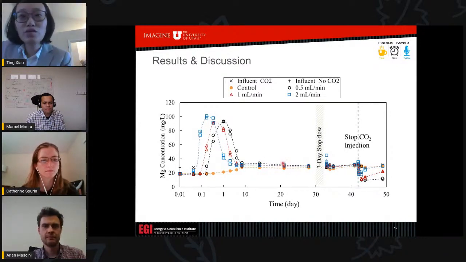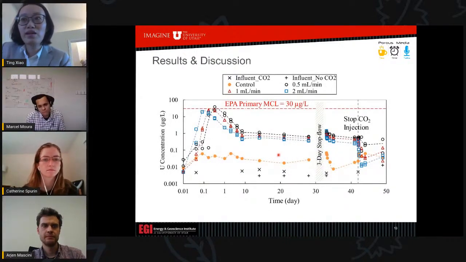But it is also due to the loss of surface area, because with the 3-day stop flow, we can see a small peak of magnesium release. So when we extend the interaction time, it might still have some reactions.